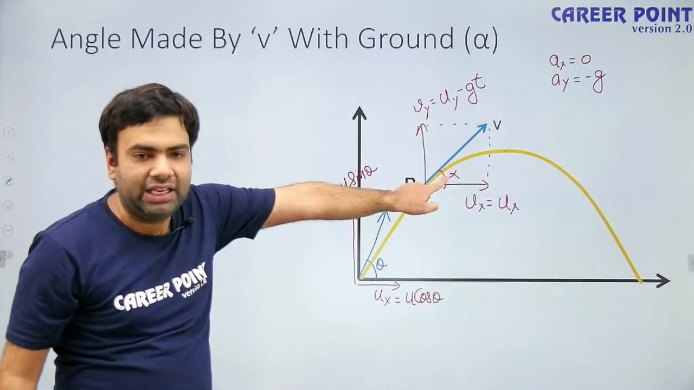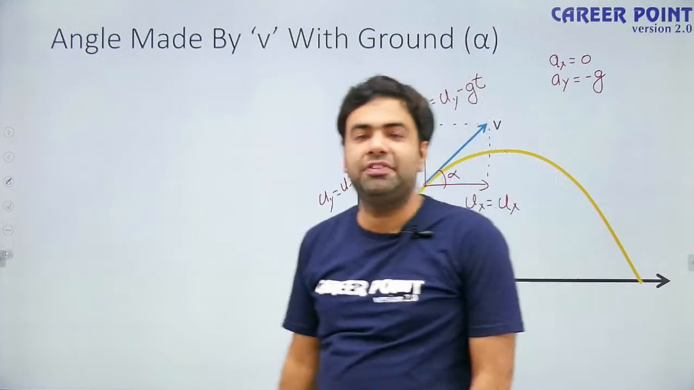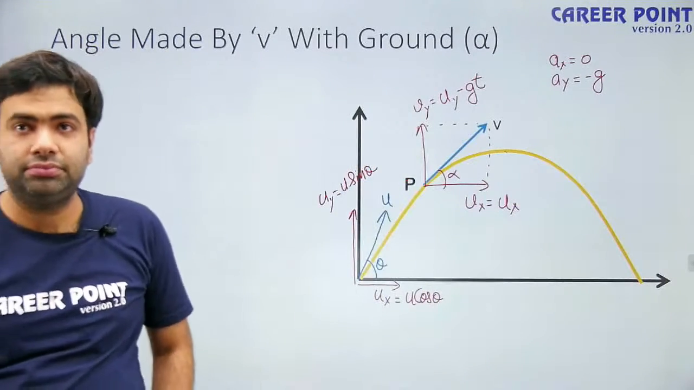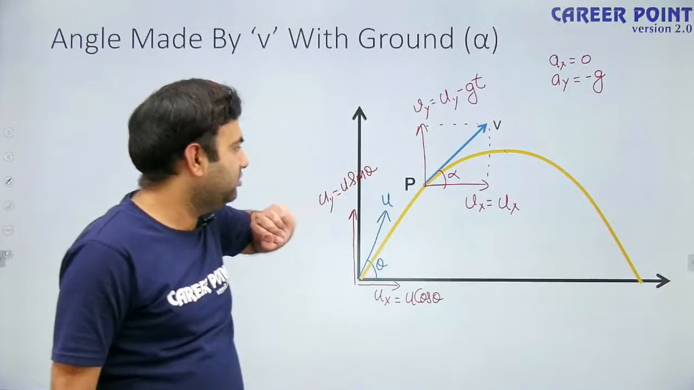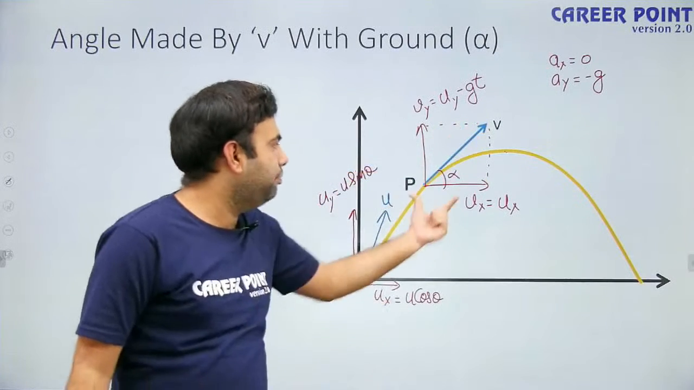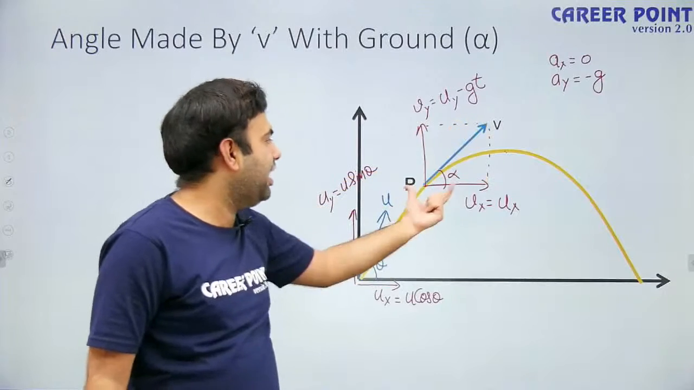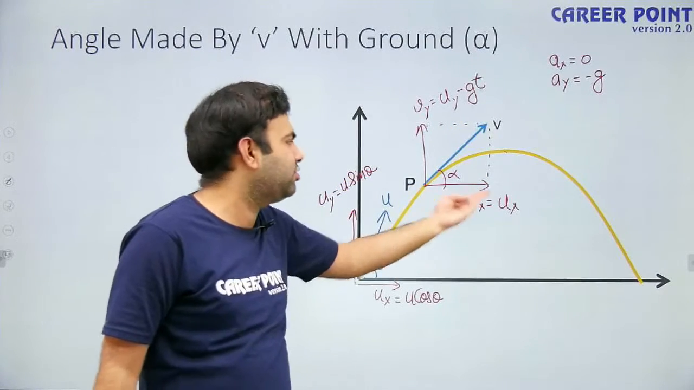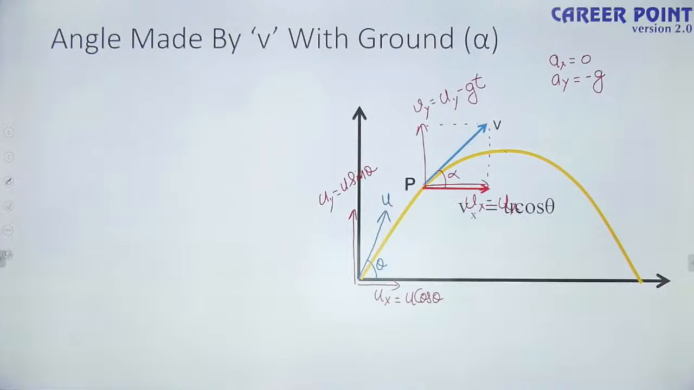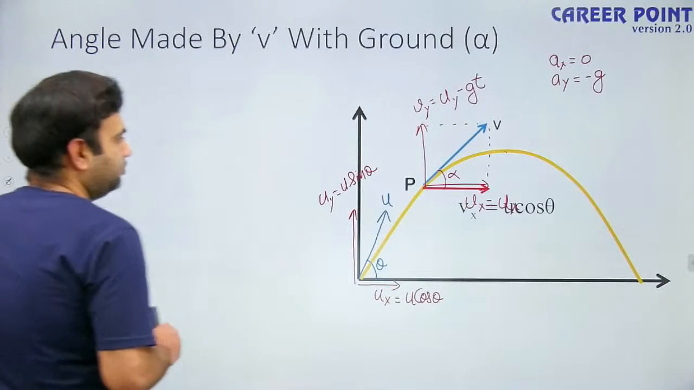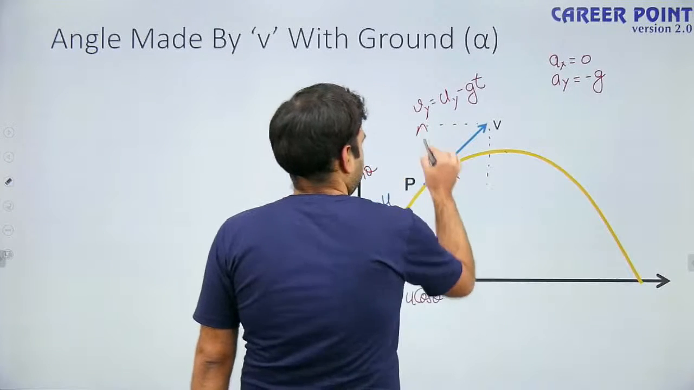We have to calculate this angle alpha. That is our aim. Angle made by velocity with ground, that is alpha. How can we calculate it? If I want to calculate tan alpha, what is tan alpha? It is perpendicular by base. That means y component of final velocity divided by x component of final velocity, which is equal to the x component initially in x direction. Okay, see, so where is this?